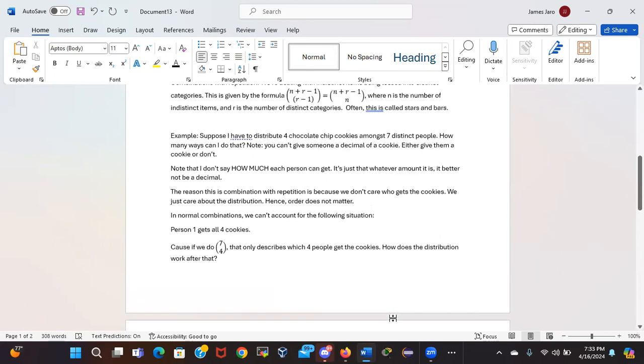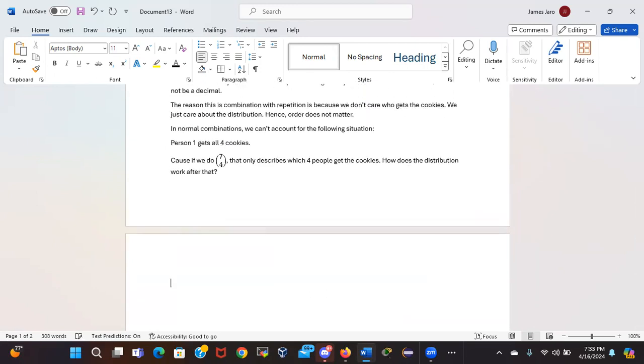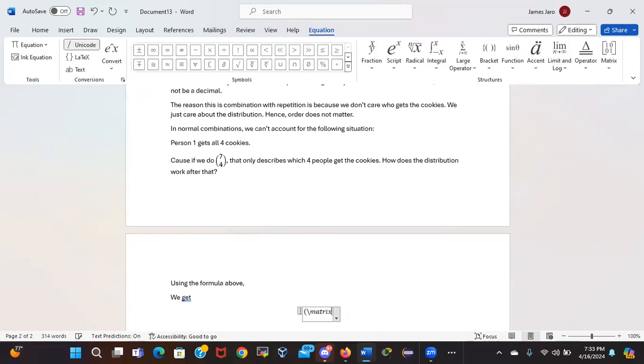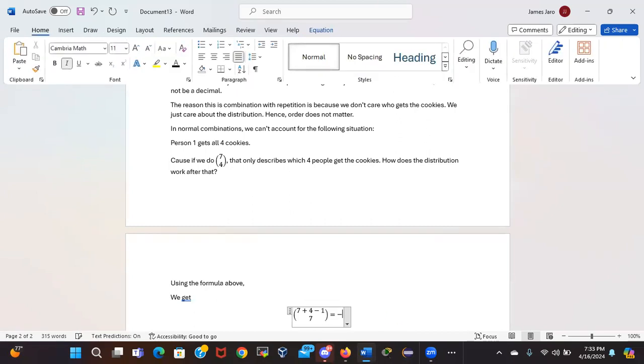Yeah, sort of. According to the formula above, we would end up getting 7 plus 4 minus 1, choose 7, which is 10 choose 7. So whatever this spits out.